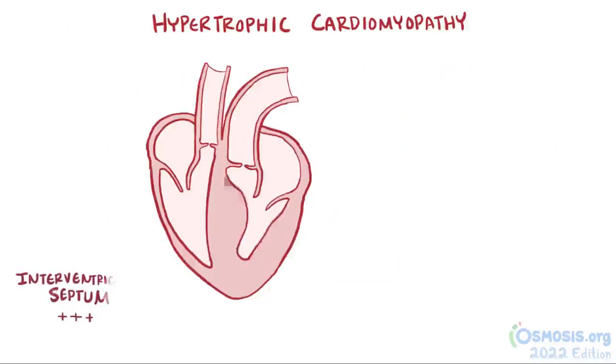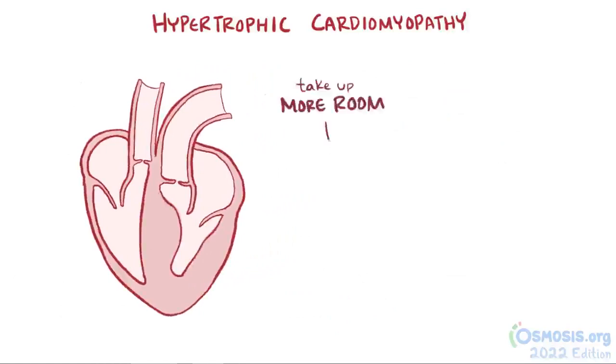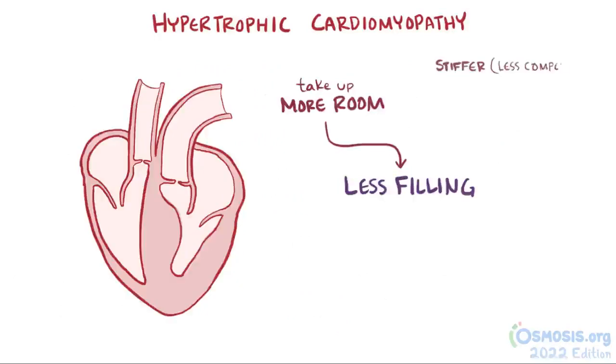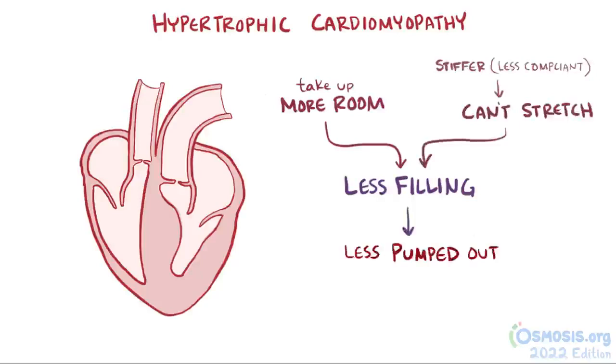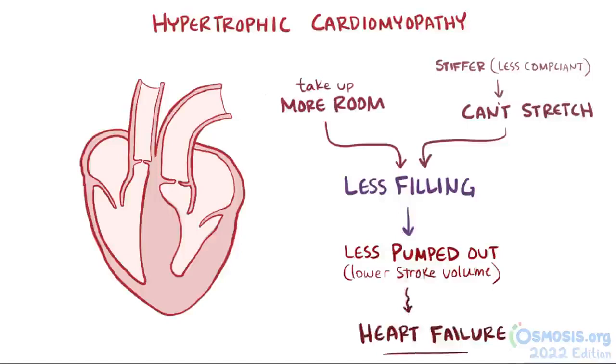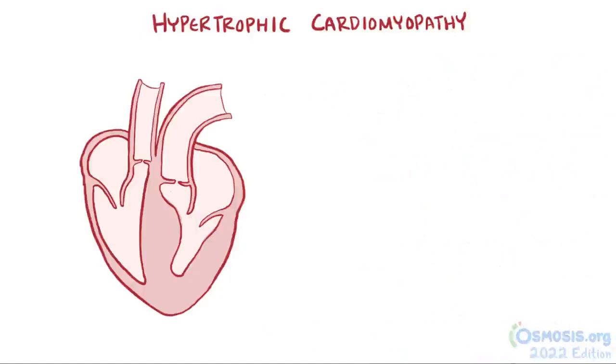These larger muscles do two things. One, the walls take up more room, and so less blood can fill into the ventricle. And two, they become more stiff and less compliant, and essentially they can't stretch out as much, again leading to less filling. When they don't fill as much, they don't pump out as much, and stroke volume goes down. So the heart can fail to pump enough blood to the body, called heart failure. And since this is due to a dysfunction in filling, which happens during diastole, this is a type of diastolic heart failure.